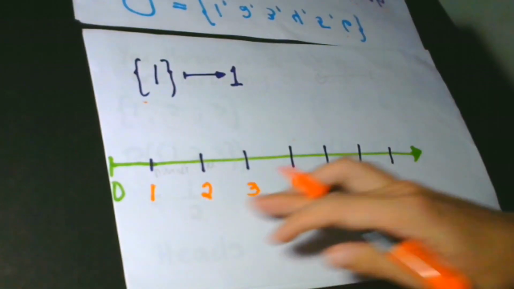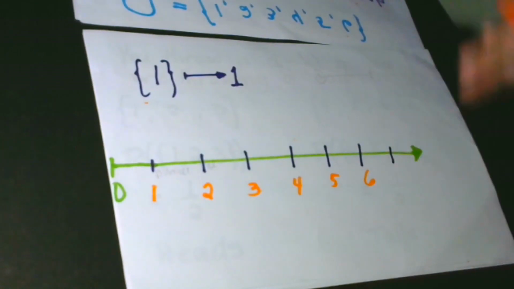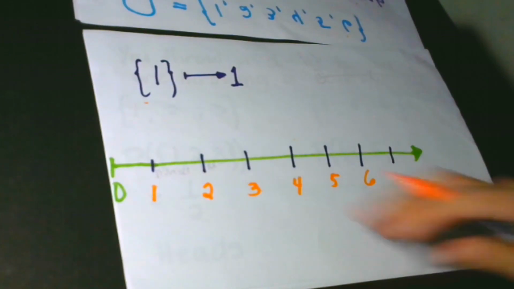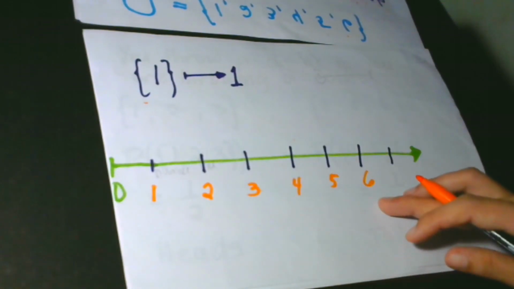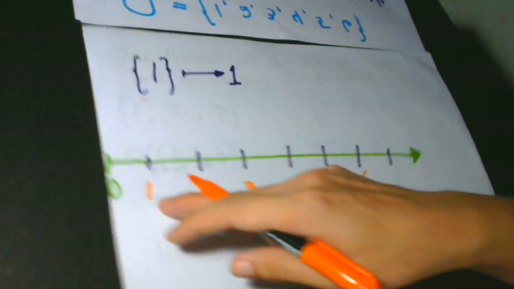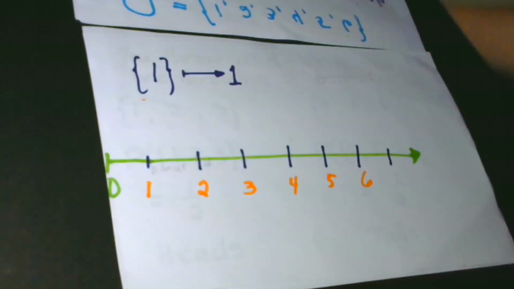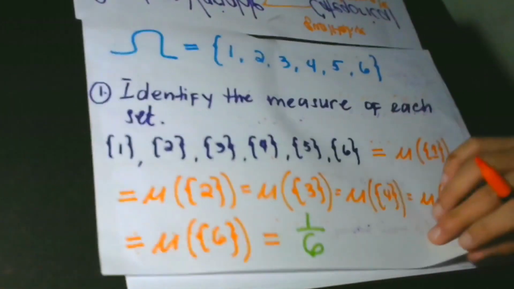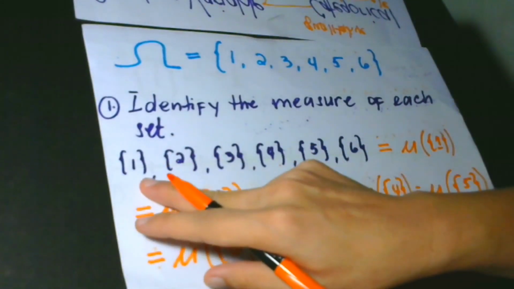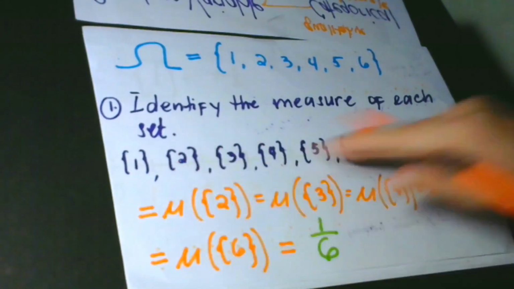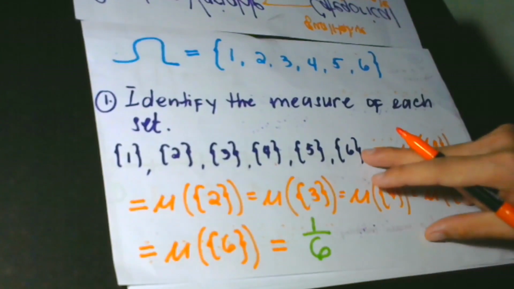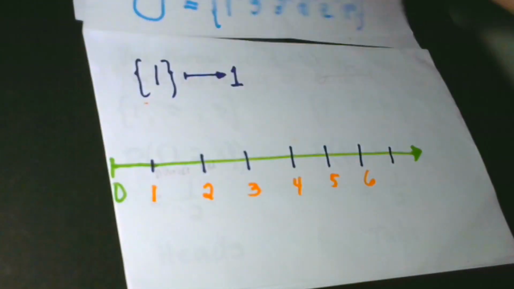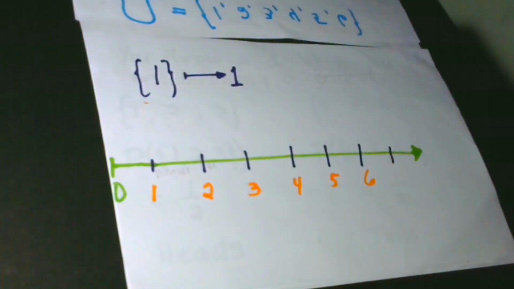So we have 1, 2, 3, 4, 5, and 6. Remember, we have 6 possible outcomes in a fair die. So only one value is represented by each number. Of course, 1 is 1. Remember, the set of 1 is only 1, and going to 6, the set of 6 has only one value, which is 6. So they have equal weight.